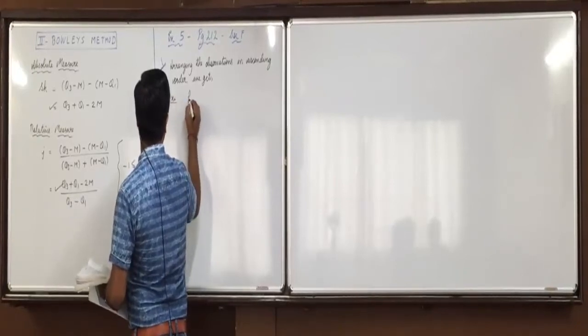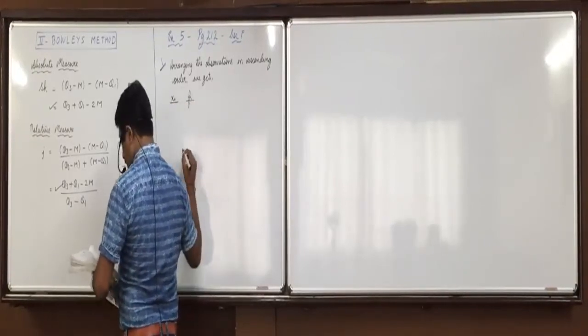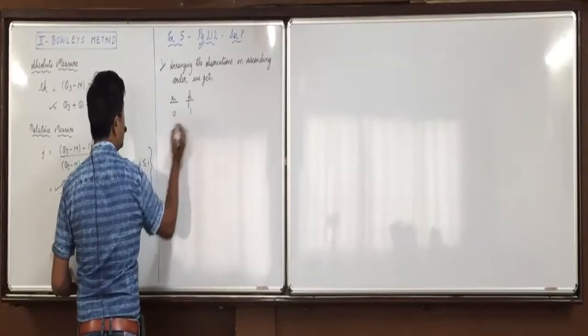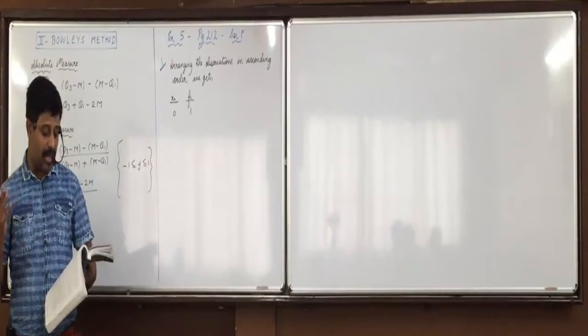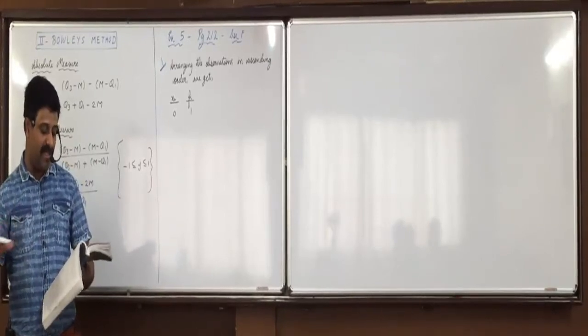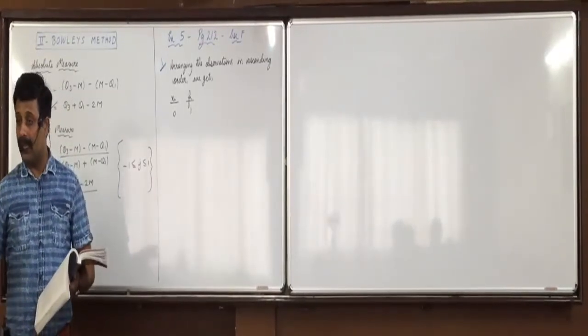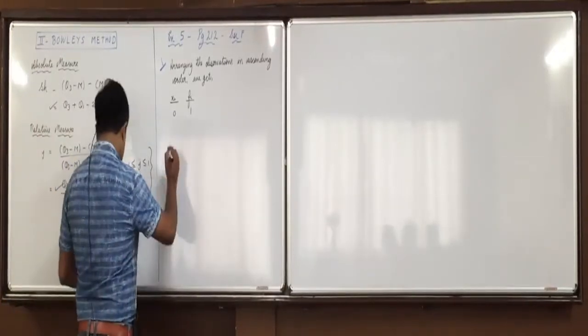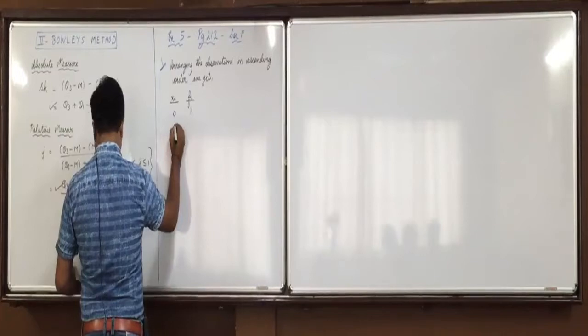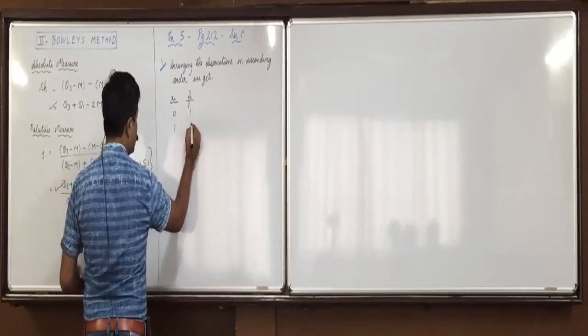Now write xi and fi together. It means the lowest observation is 0, and what is its frequency? 1. It should not happen that you get observations in ascending order 0, 1, 1.5, and then the frequencies are 5, 4, 3, 2, 1 only. The frequency of 0 will remain 1. Got it, everyone? Then the next observation is 1 and its frequency is 2.